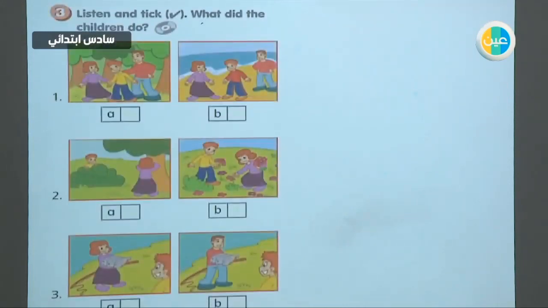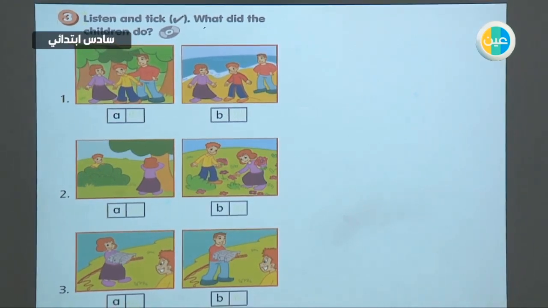Thank you. Okay, let's move to the listening exercise. Now listen and tick. What did the children do? Here we have 1, 2, 3, and each one has two pictures. I want you to listen and decide, is it A or B? Okay? Are you ready? Okay. 3. Listen and tick. What did the children do?